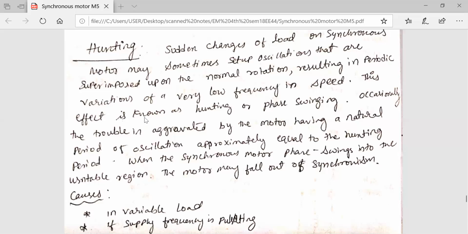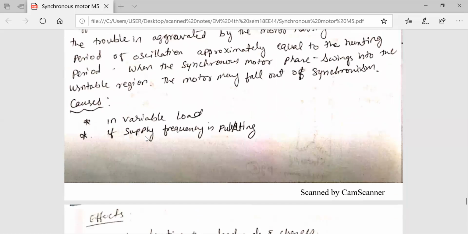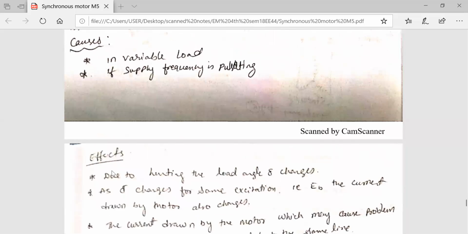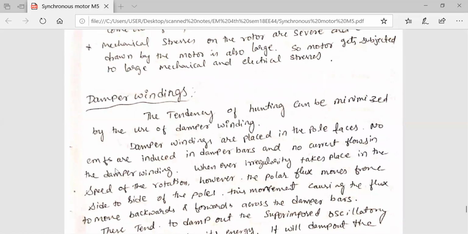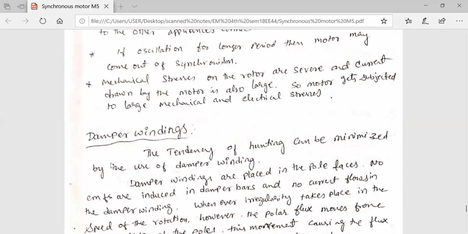How to reduce the effect of hunting? That can be reduced by providing damper windings. The damper windings are provided on the motor poles, on the pole shoes. These damper windings nullify those superimposed oscillations, so that the hunting is reduced.